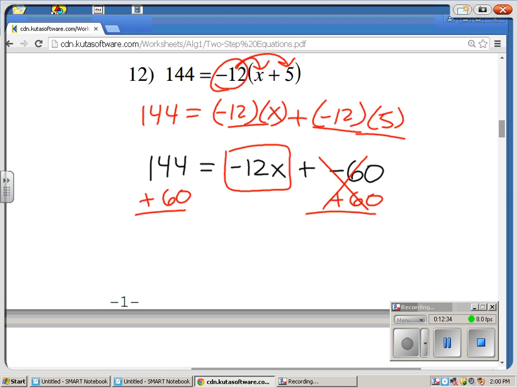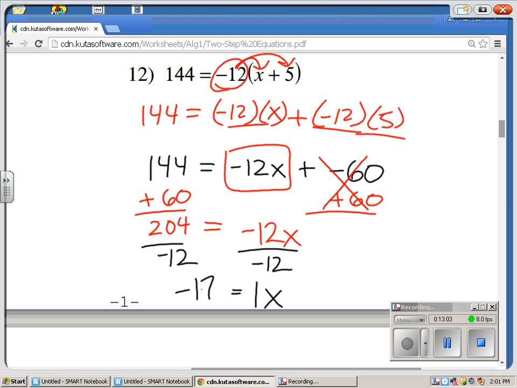On the right side, I'm left with negative 12x. On the left side, I get 204. And then the final step is to divide both sides by negative 12. And on the right side, negative 12 divided by negative 12 is equal to 1. So I get 1x. And then on the left side, 204 divided by negative 12 gives me negative 17. So x equals negative 17.